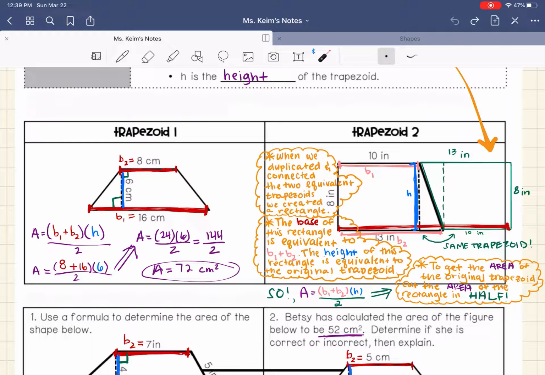centimeters squared. All right, I'll let y'all try a few on your weekly slides, okay? Bye-bye.